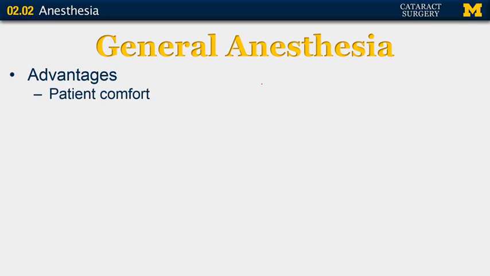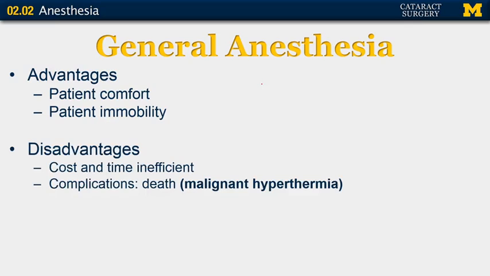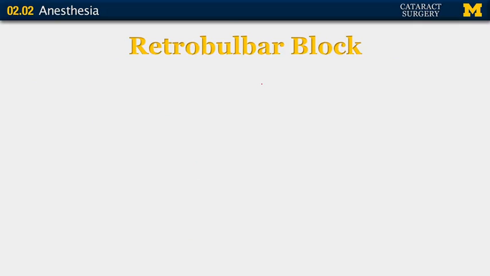The advantages of using general anesthesia are that it provides 100% patient comfort and immobility. The disadvantages are greater cost and time inefficiencies, potential serious complications such as death and malignant hyperthermia, and a prolonged recovery time during which coughing and vomiting may be a problem, risking wound dehiscence. A suture would be helpful here, or drowsiness and confusion.